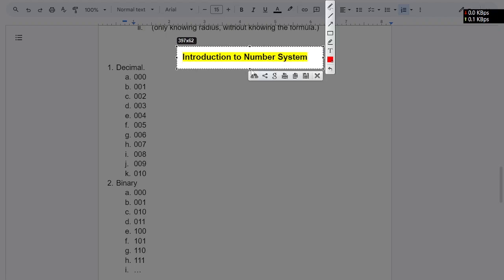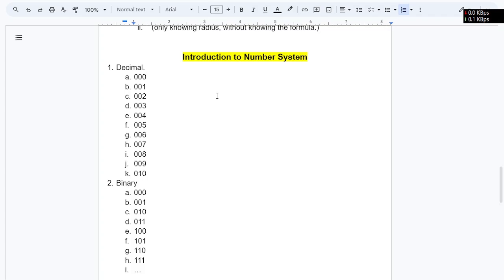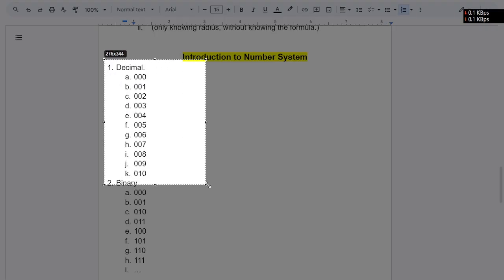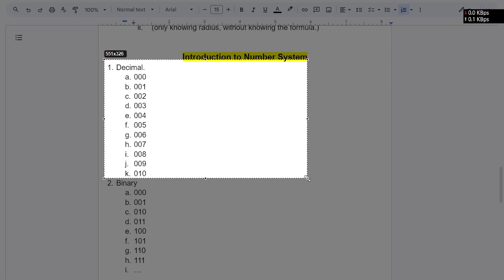Today we'll discuss an introduction to number systems. The basic number system we use for our everyday life is called the decimal number system. In the decimal number system, there are 10 symbols: 0, 1, 2, 3, 4, 5, 6, 7, 8 and 9. We use those symbols to make the numbers in the decimal number system.